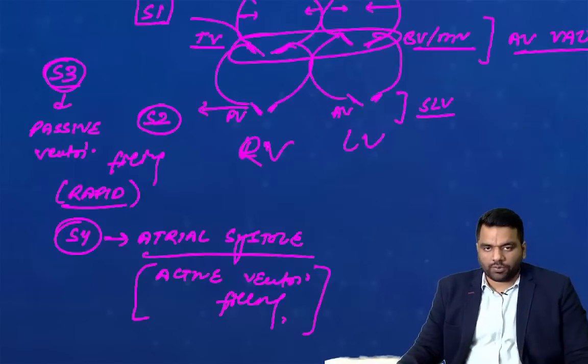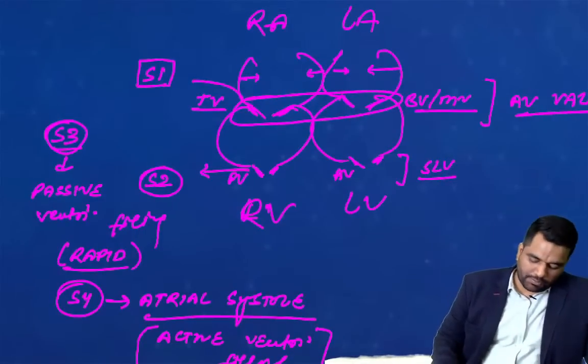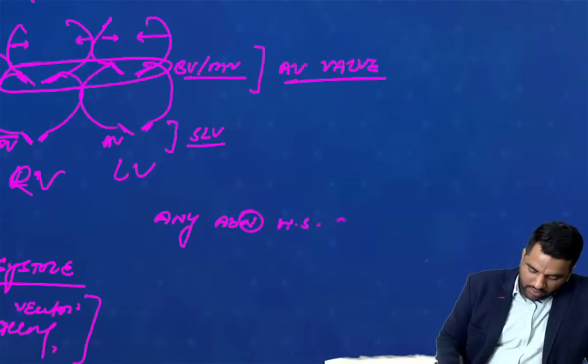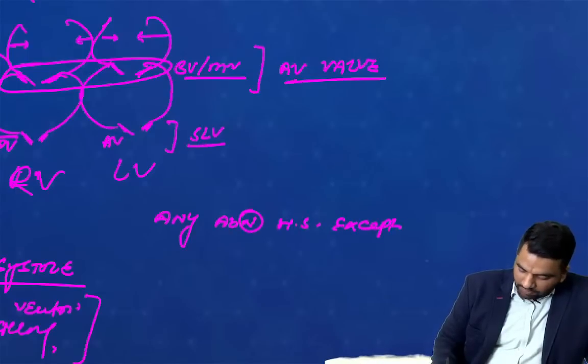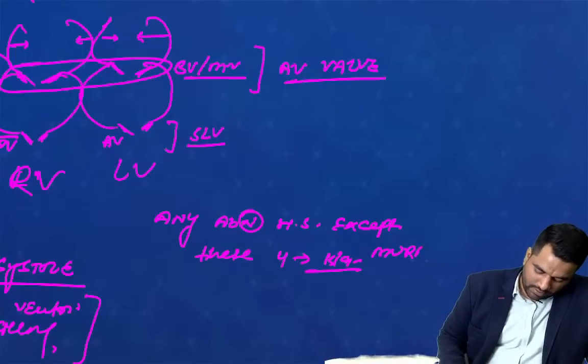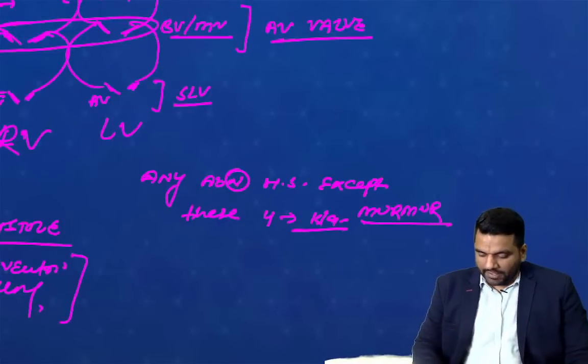Except these 4 heart sounds, if any heart sound occurs in the heart, we call this a murmur. So any abnormal heart sound except these 4 is known as a murmur, right? Known as a murmur. So I hope you can easily remember.